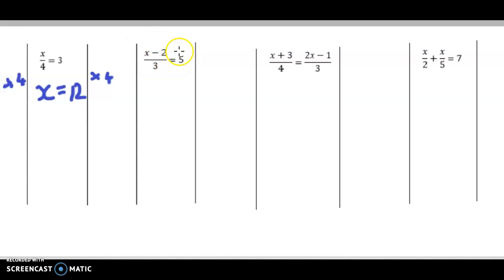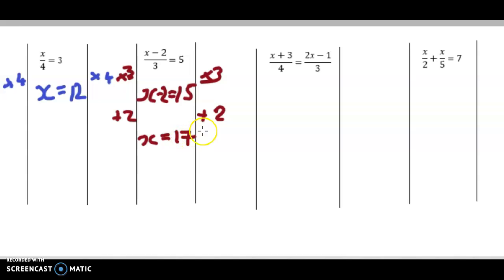The same method would work here, timesing through by 3, and then times by 3. You'd end up with x minus 2 is 15, and that's the right strategy. And now you've got a number minus 2 is 15, the opposite of minusing 2 is adding 2. So you've got x equals 17.